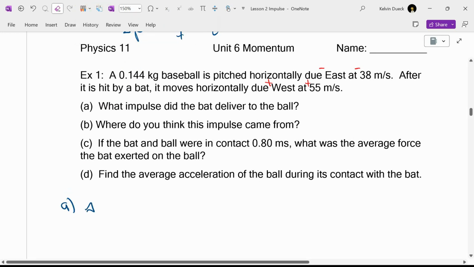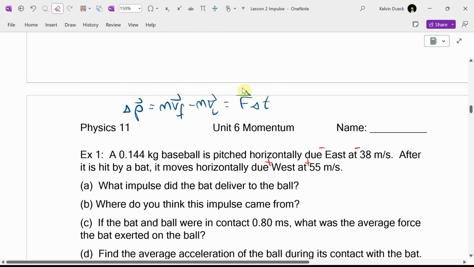Impulse. Impulse is change in momentum. The question is, which version of this equation am I going to use to solve this? One version says force times time. Do you see a force in newtons or a time in seconds in this question? No. Okay, so I'm not going to use this version.